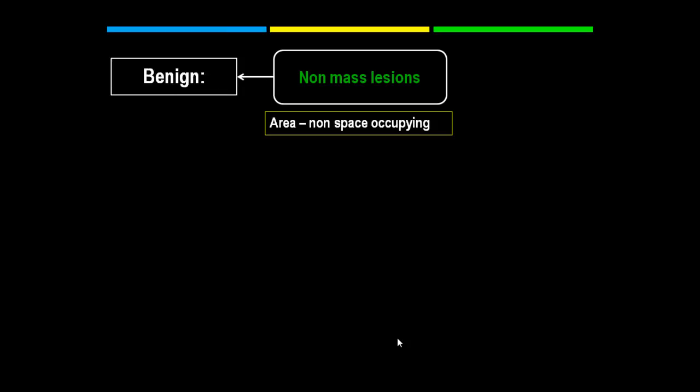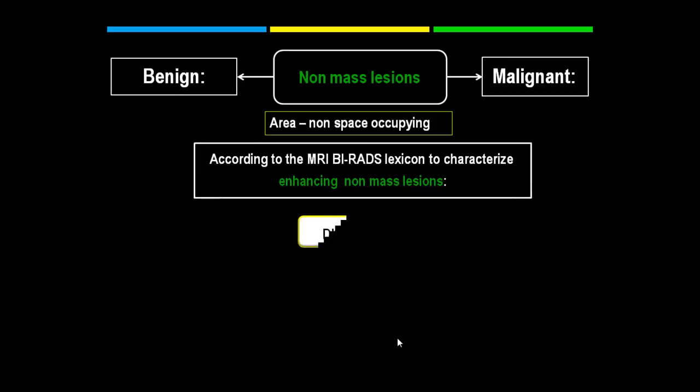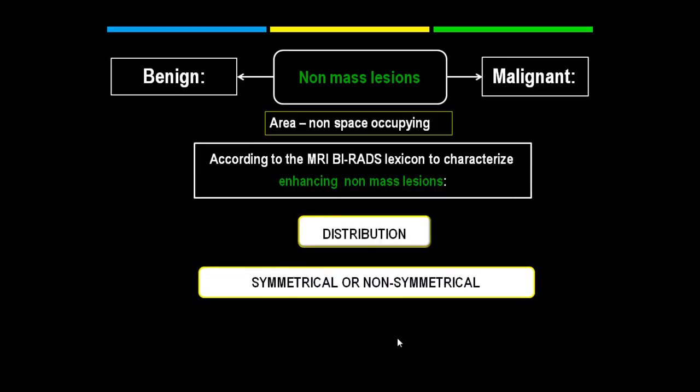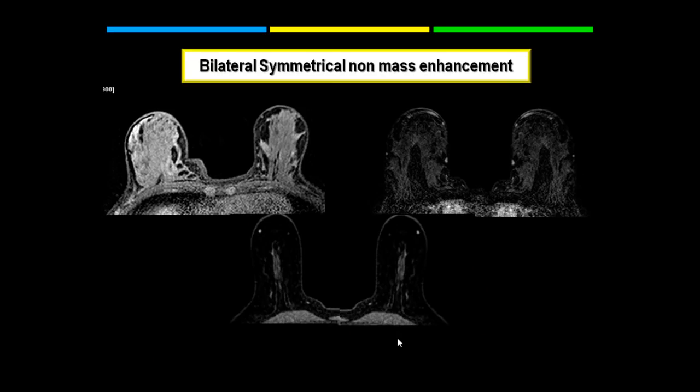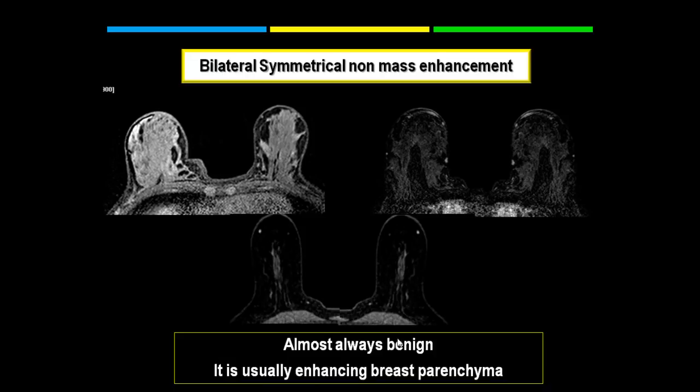Again, non-mass lesions might be either benign or malignant. For characterizing non-mass lesions, we have to describe the distribution, symmetrical or non-symmetrical, and we have to describe the internal enhancement patterns. We always have to remember that bilateral symmetrical non-mass enhancement is almost always benign. It is usually enhancing breast parenchyma.